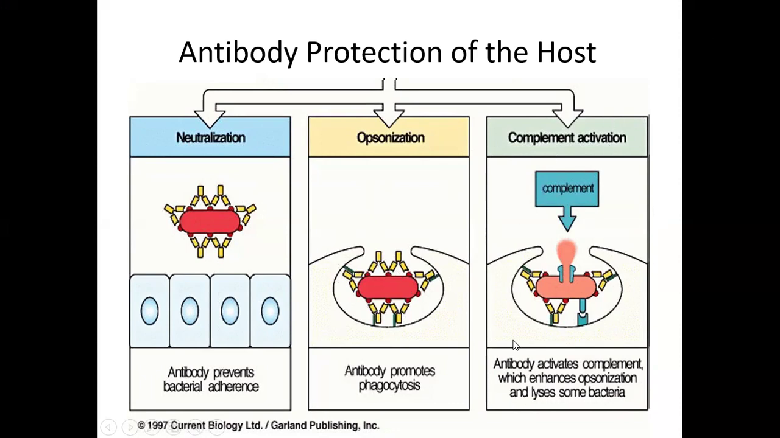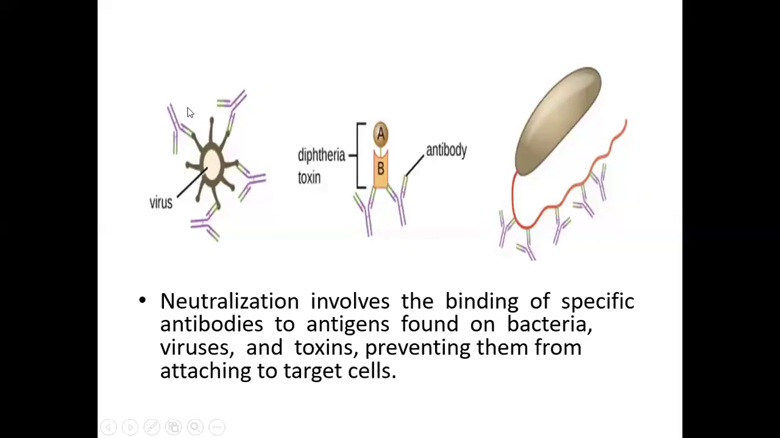And complement activation: the complex of antigen and antibody activates complement by the classic pathway, and complement after activation will destroy, will kill the pathogen, will kill bacteria. Okay, neutralization involves the binding of specific antibody to antigen found in bacteria, viruses, and toxins, preventing them from attaching to the target cell.